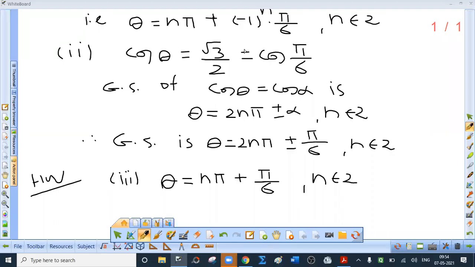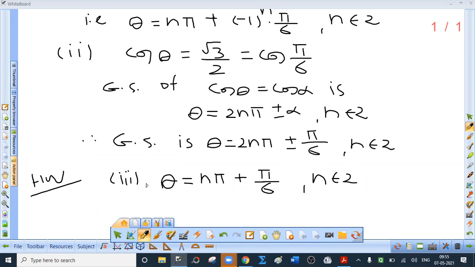Second, cos theta is root 3 by 2. The smallest positive angle for which the cosine ratio is root 3 by 2 is 30 degrees, that is pi by 6. Now cos theta equal to cos alpha has general solution theta equal to 2n pi plus minus alpha. So here alpha is pi by 6. So what is the general solution? 2n pi plus minus pi by 6, n is an integer. See, you have to write this.